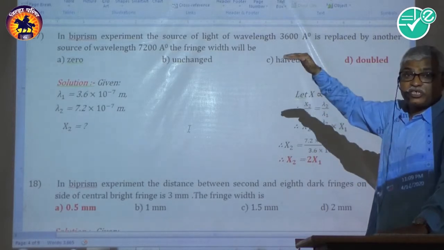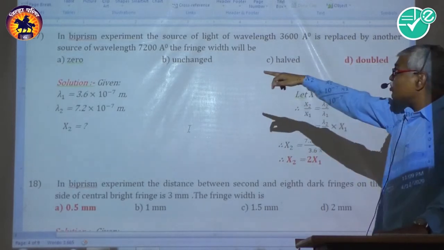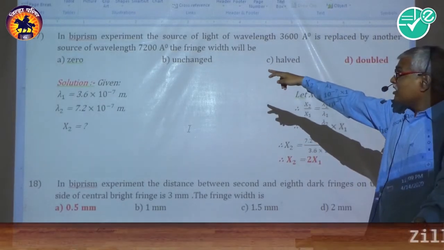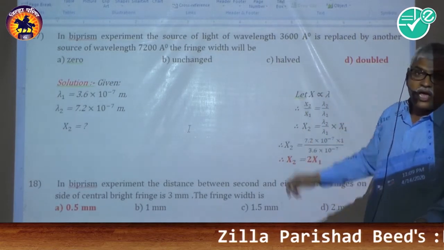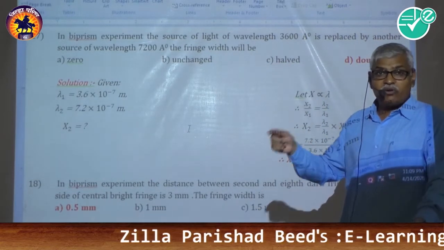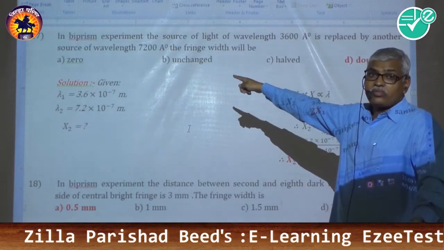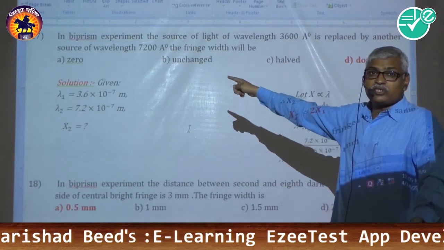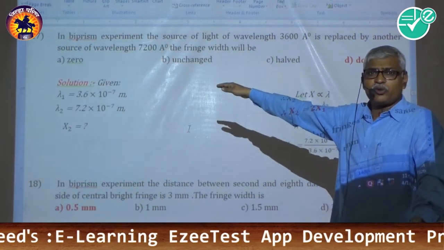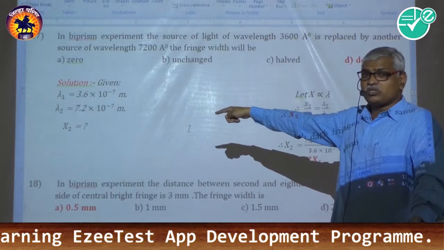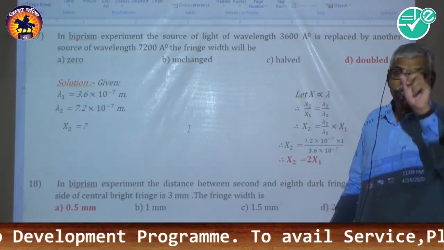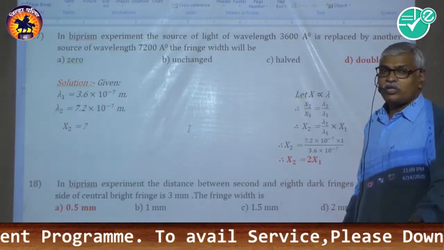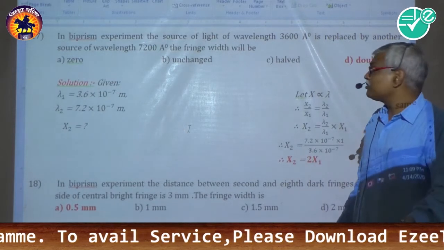This wavelength is replaced by another source of light, having wavelength 7200 angstrom unit. That is the second wavelength. Lambda 2 is equal to 7200 angstrom unit. Now we also convert it into meters. Therefore, lambda 2 is equal to 7.2 into 10 to the power minus 7 meters. Two wavelengths are given. Firstly, the wavelength of the first source. Secondly, the wavelength of the second source.